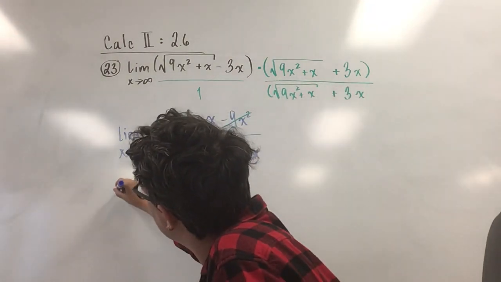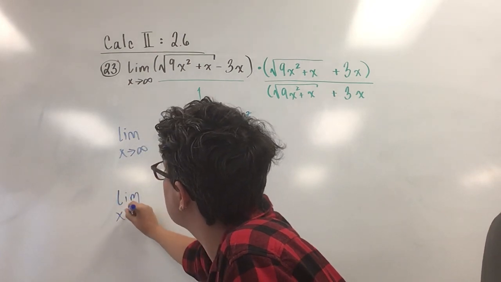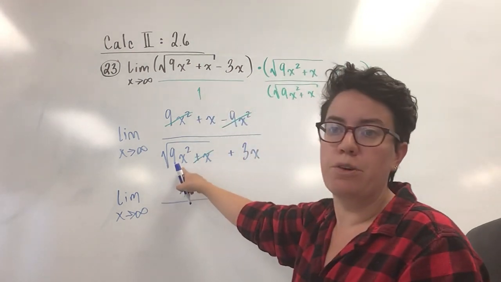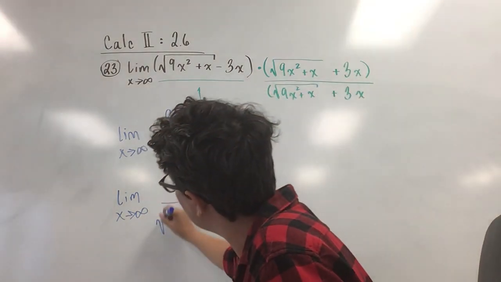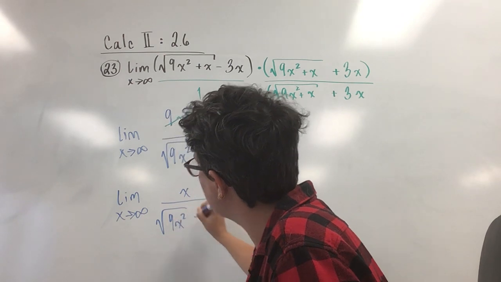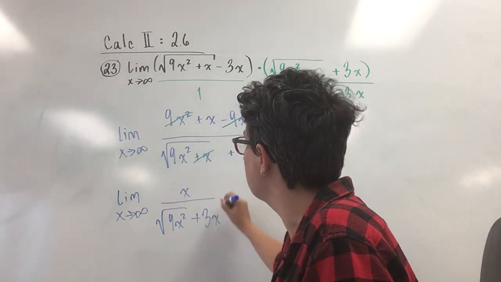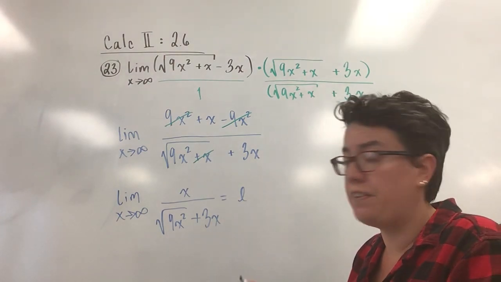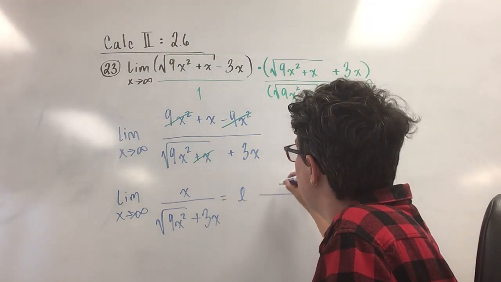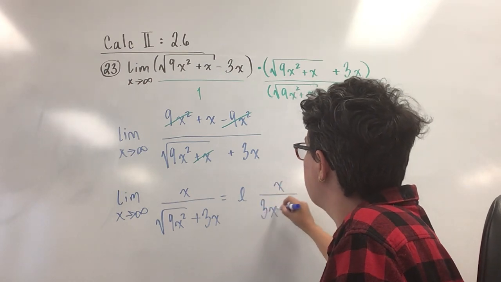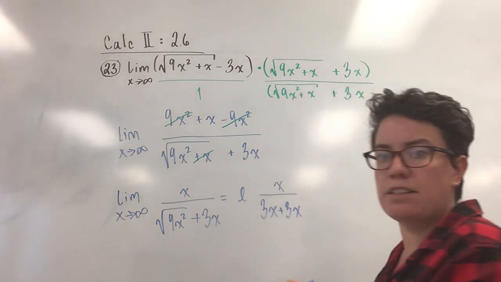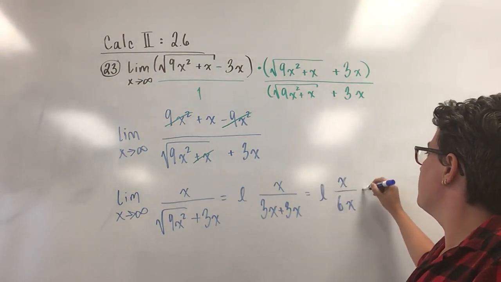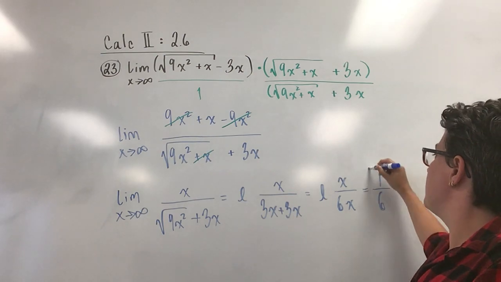So then we end up with the limit as x approaches infinity of x over root 9x squared plus 3x. And I know some of you use this as shorthand for the limits, you don't have to write it out, that's fine. That is equal to the limit of x over 3x plus 3x, which is the limit of x over 6x, which is how you get the answer of 1/6.